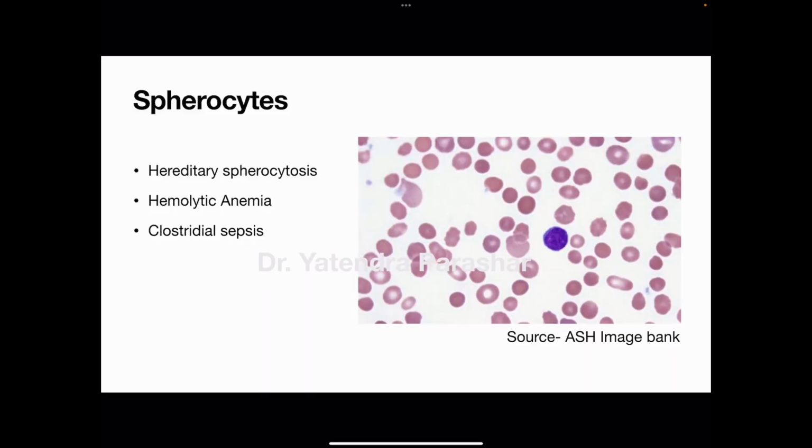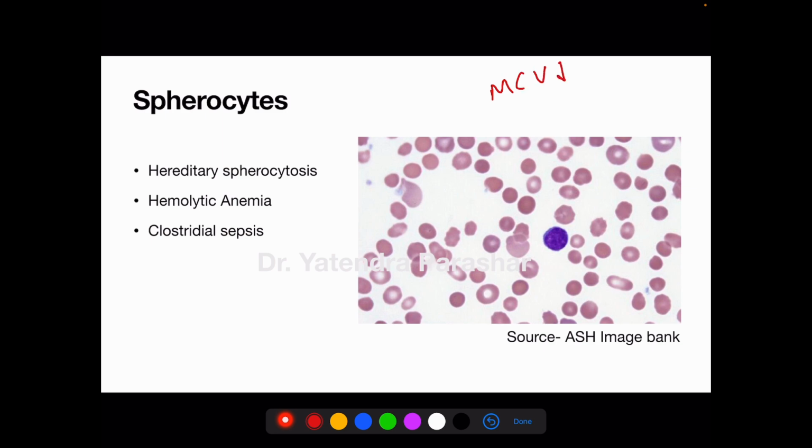First is spherocytes. Spherocytes are dense, small red blood cells with reduced mean corpuscular volume and increase in the mean corpuscular hemoglobin concentration. They appear as dense red blood cells with loss of central pallor, and these cells can be seen in hereditary spherocytosis, hemolytic anemias, and clostridial sepsis.